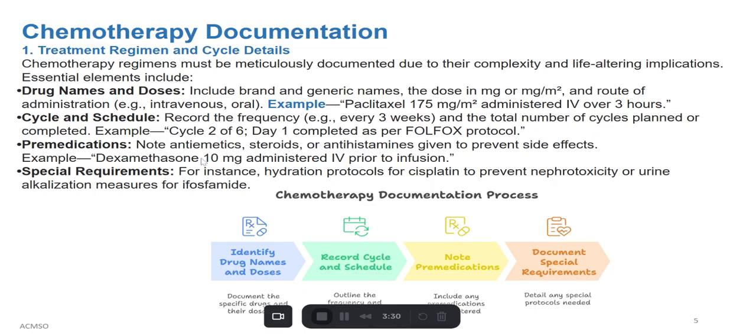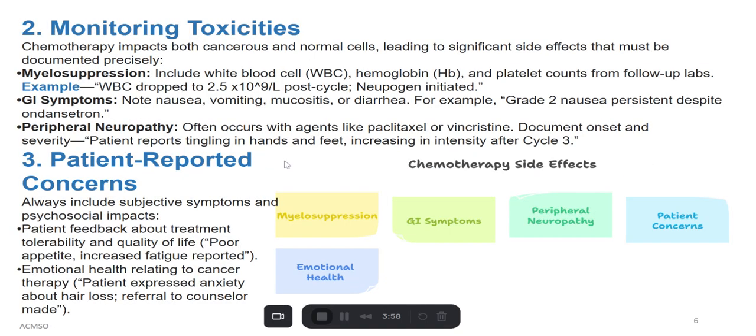Example: dexamethasone 10 mg administered intravenously prior to infusion. And special requirements, for instance, hydration protocols for cisplatin to prevent renal toxicity or urine alkalization measures for ifosfamide. And here is a diagram showing the chemotherapy documentation process.